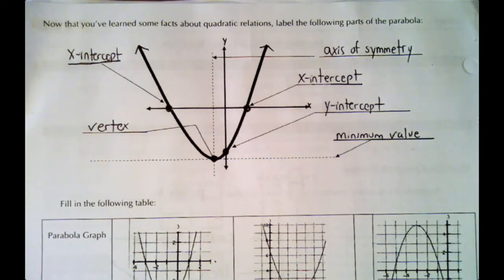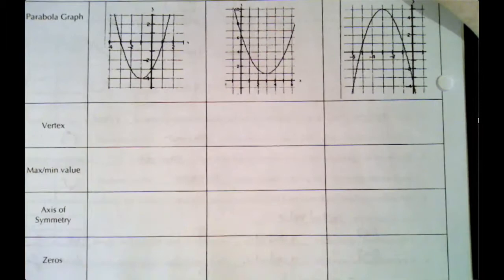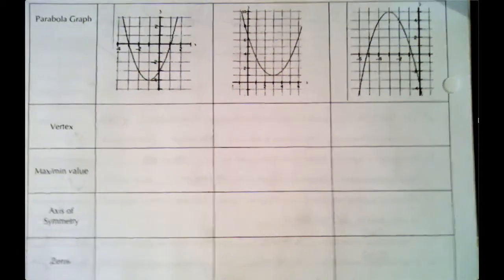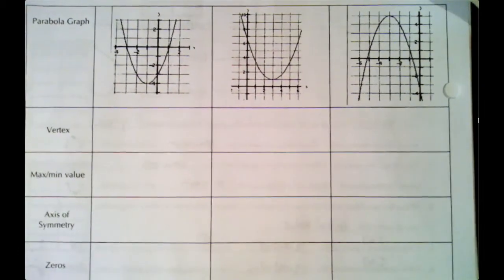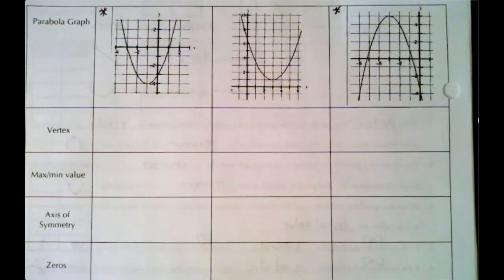So now that we've labeled a parabola, we're going to try to pick off the values that represent these things with some examples. So we got a table here. There are 3 parabolas, and we're going to try to pick off all these features. I'm going to do 2 of them, and I'm going to save one for you to do. I'm going to save the middle one for you. So I'm going to do this one and this one. So let's take a look.